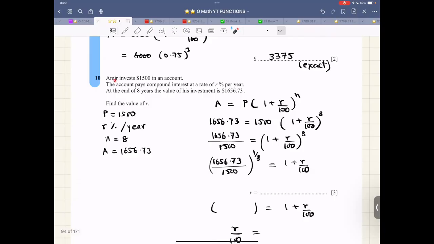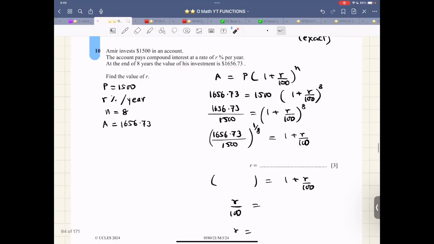Next part, Amir invests $1,500 in an account. The account pays compound interest at a rate of R% per year. At the end of 8 years, the value of his investment is this thing. Find the value of R. P R N A. Just the same question as I have solved before, I think the third or the fourth question, just like this. Now, this is power 8, so it becomes 1 over 8.